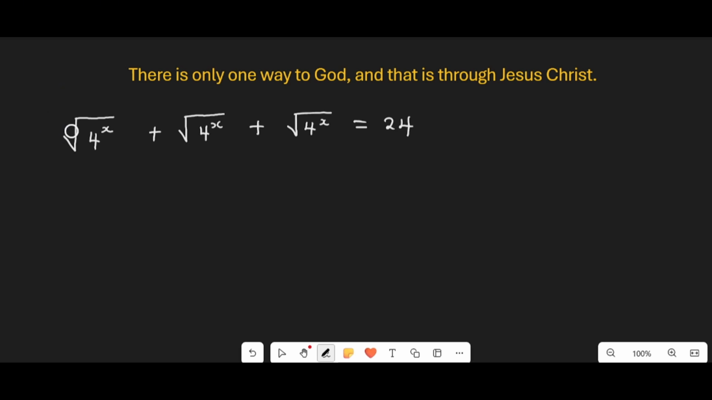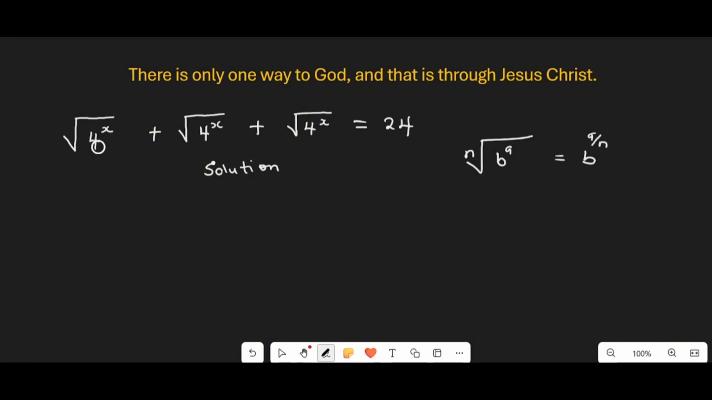Hi everyone, in this video we want to find the value of x. Solution: I want you to note that the nth root of b raised to power a can be written as b raised to power a over n.